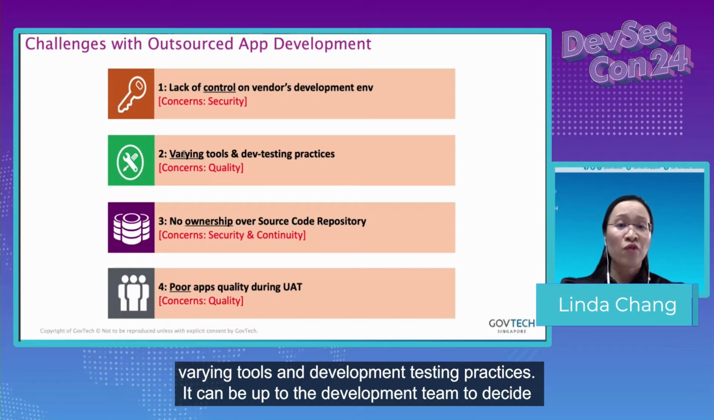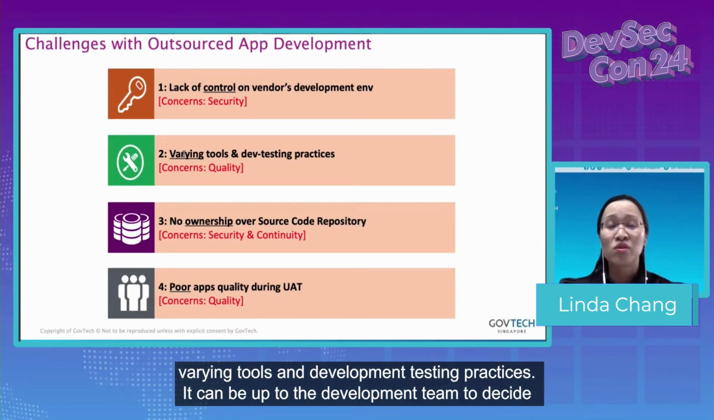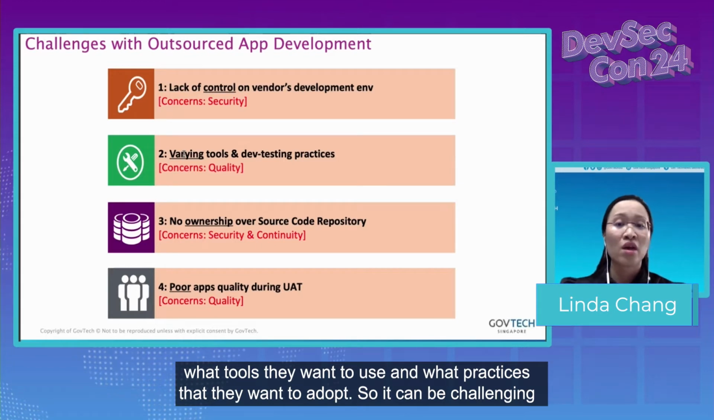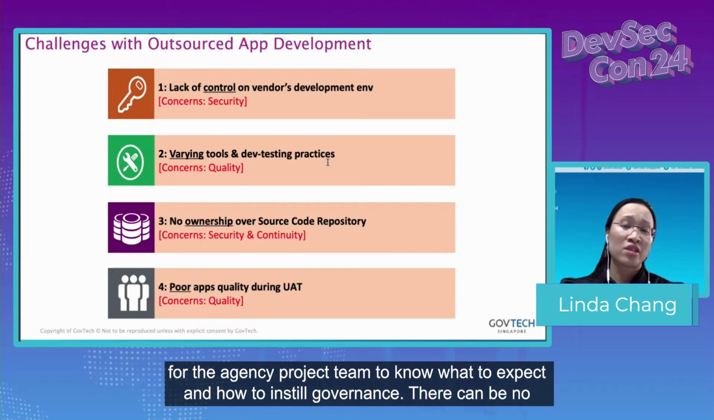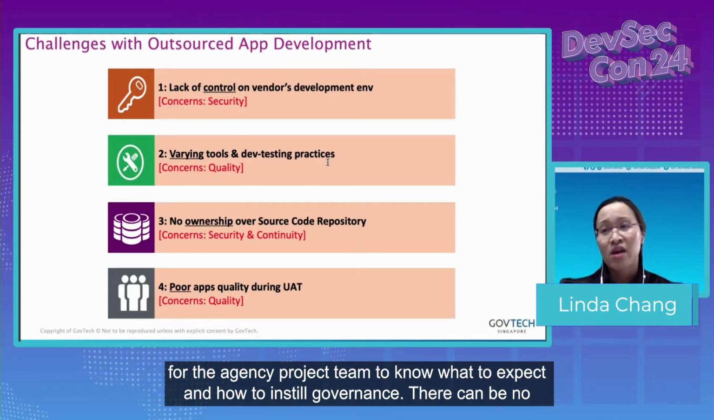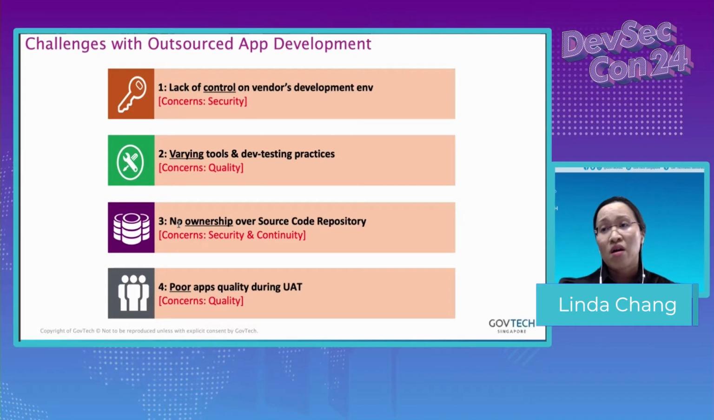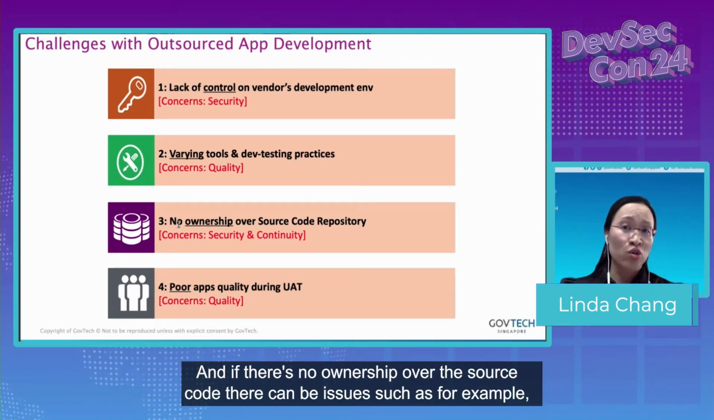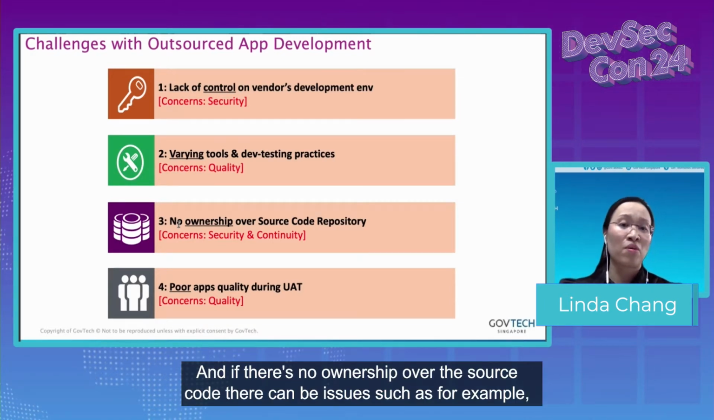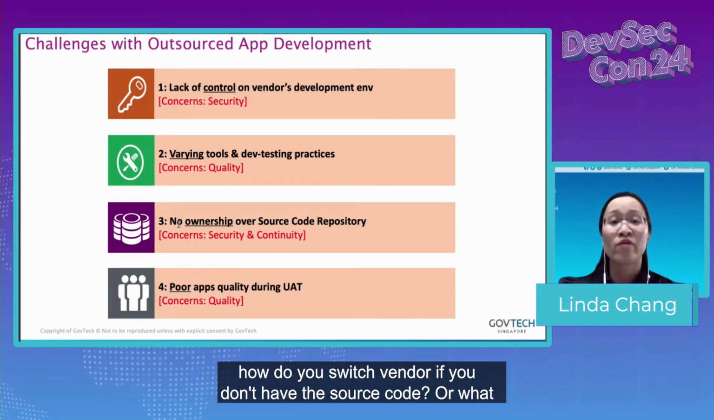There are also varying tools and development and testing practices. It can be up to the development team to decide what tools they want to use and what practices they want to adopt. So it can be challenging for the agency project team to know what to expect and how to instill governance. There can be no ownership over the source code. This is really dependent on the contract terms. And if there's no ownership over the source code, there can be issues such as, for example, how do you switch vendors if you don't have the source code?